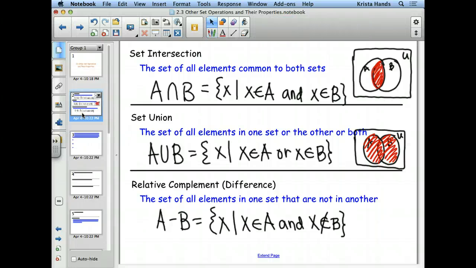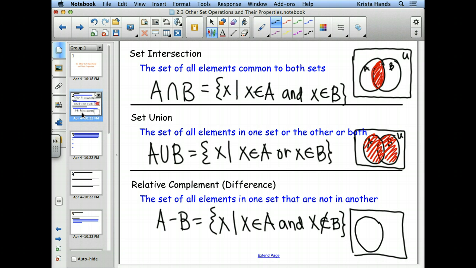Difference, same picture to start with. But what this one says is that I need to be inside of circle A and not inside of circle B. Where is that? It's like the left side, right? It's the outer part of circle A. So it's just this sort of crescent moon-looking shape out here that we're referring to.